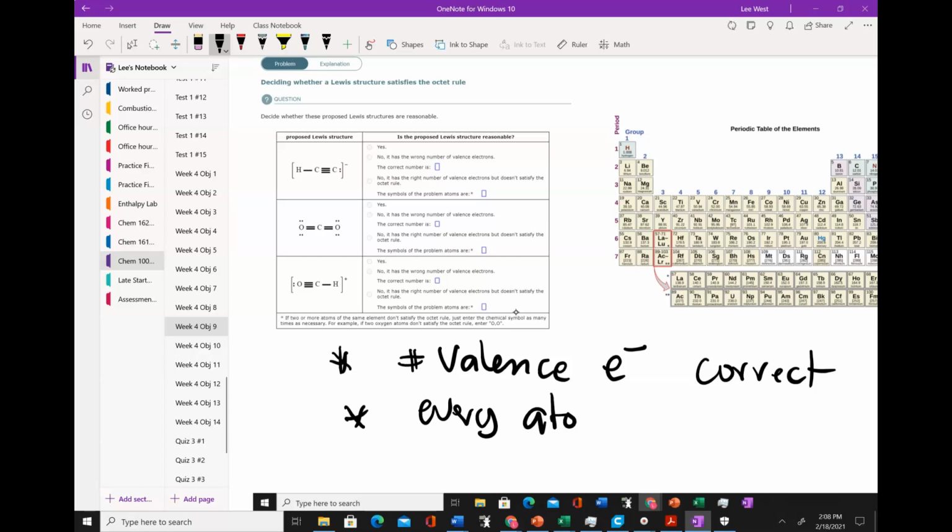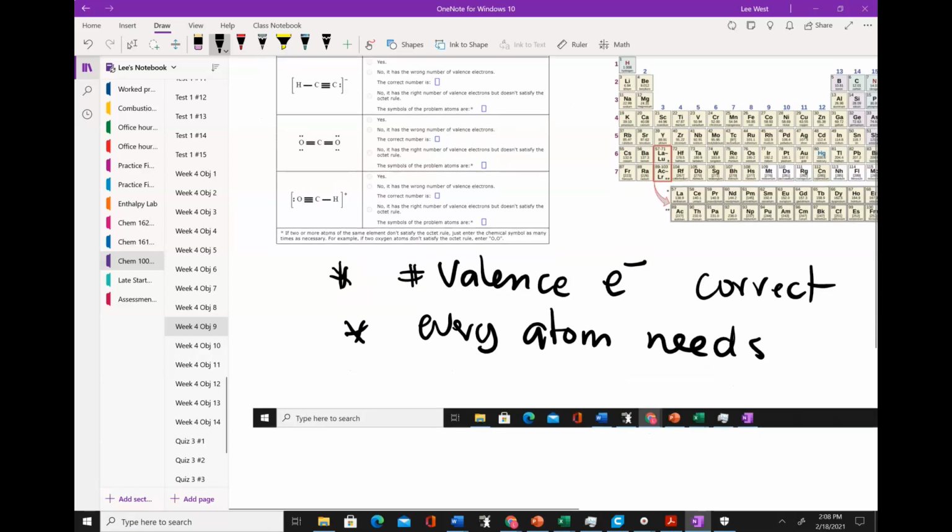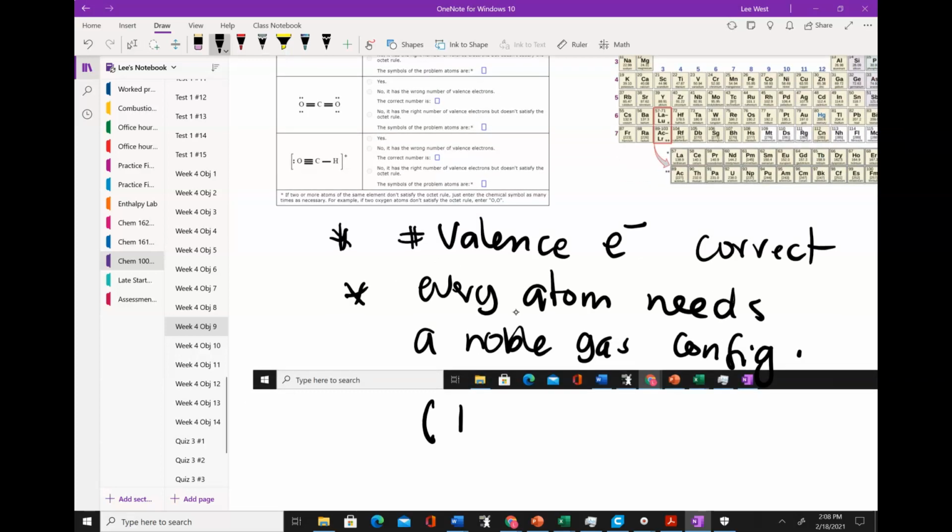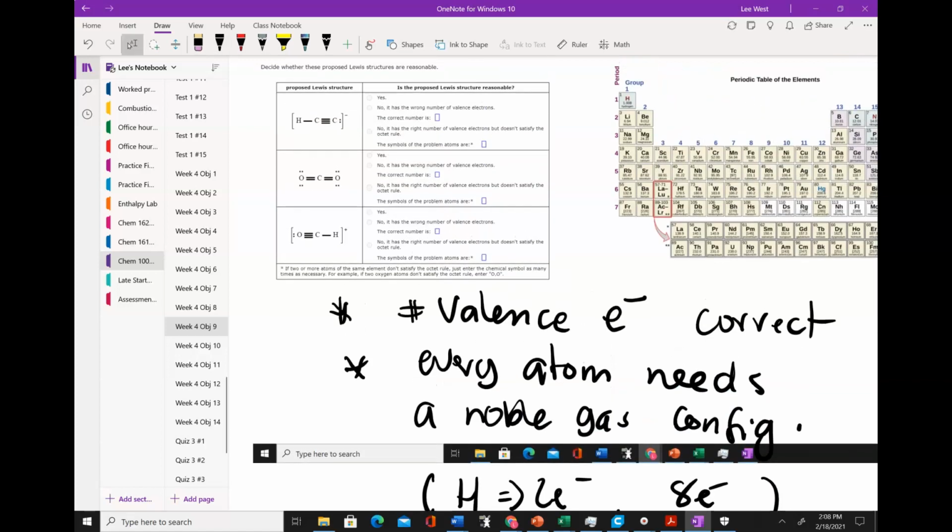every atom needs a noble gas configuration, which means that hydrogen gets 2 electrons, and everything else is 8 electrons. Alright, so that's what we mean by that. So it has to end up with an electron configuration like its nearest noble gas.